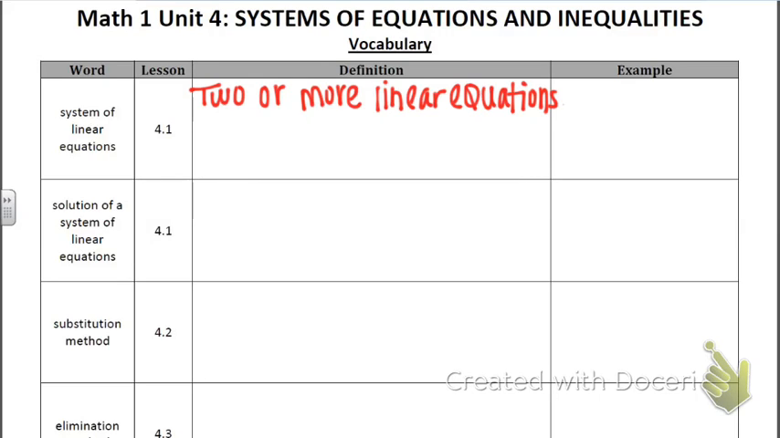So that means that they're on the same graph. That means that when we solve them, the solution has to satisfy both equations. An example of this would be y equals 2x plus 4 and y equals x plus 2. So it's two linear equations that are graphed together.